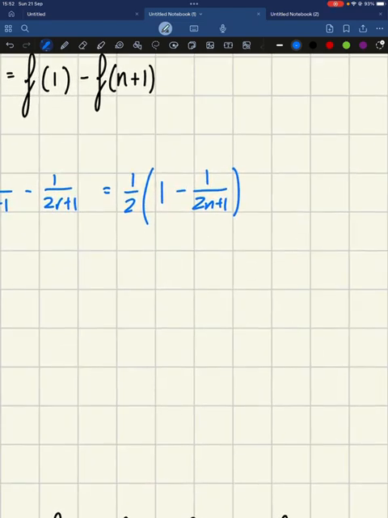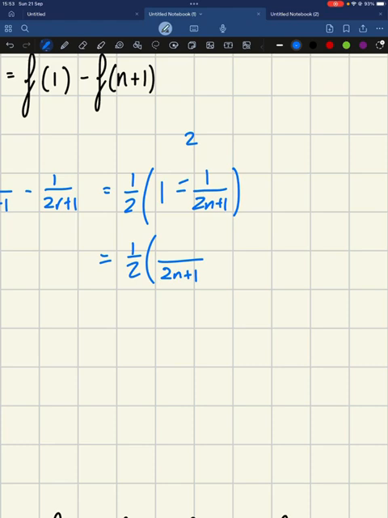Now we'll just simplify this. So now let's just tidy up in here. So we'll get it as one fraction. So we get a half into, now 1 is (2n plus 1) over (2n plus 1). So we'll get a common denominator of 2n plus 1. So 2n plus 1, which is this one over here, minus 1. So minus 1. So we'll just get 2n.